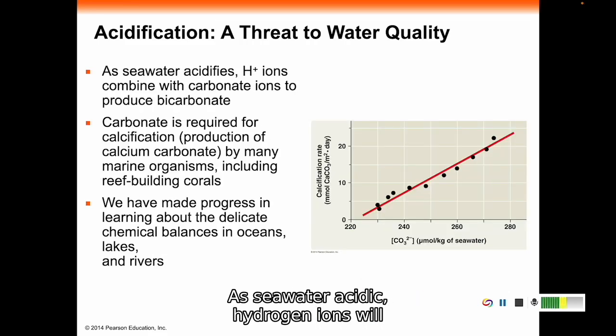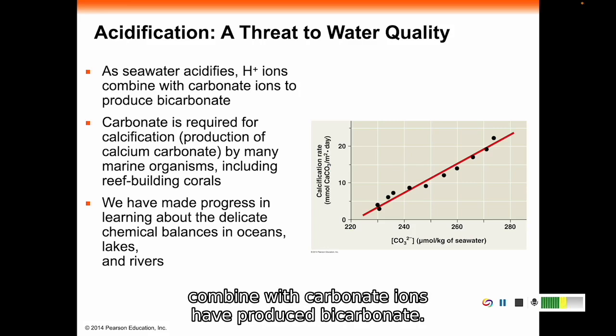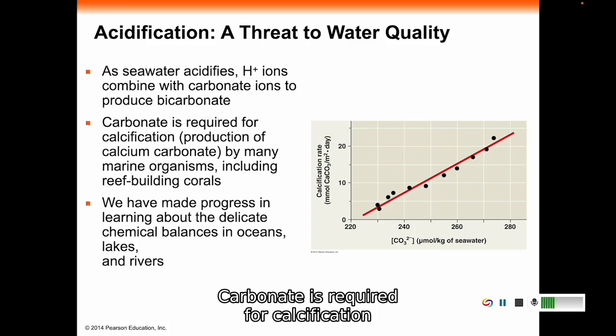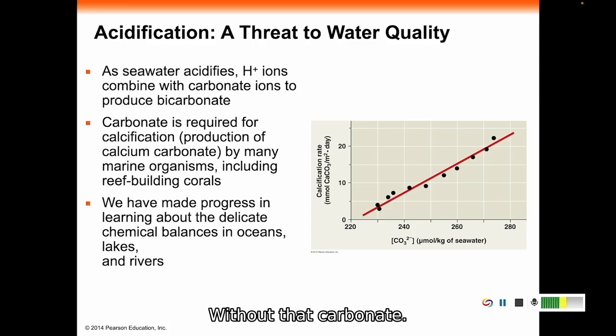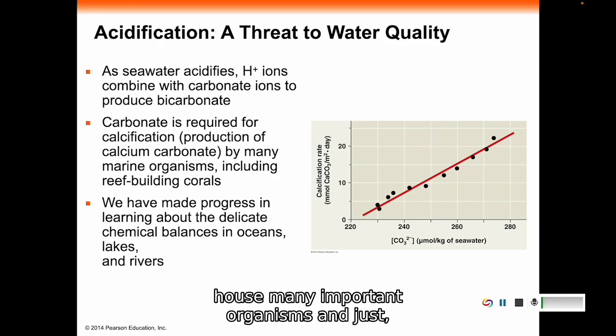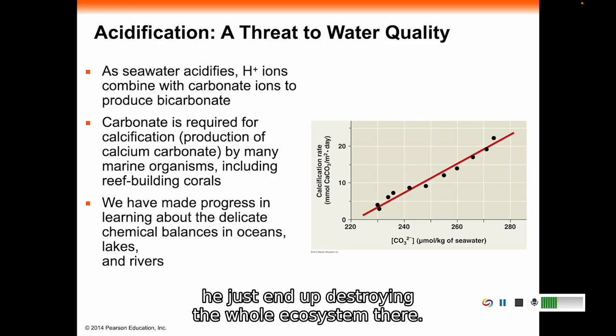As seawater acidifies, hydrogen ions will combine with carbonate ions to produce bicarbonate. Carbonate is required for calcification by many marine organisms so that they can build corals. And without that carbonate, those corals won't be able to be built. Corals also house many important organisms, and you just end up destroying the whole ecosystem there.